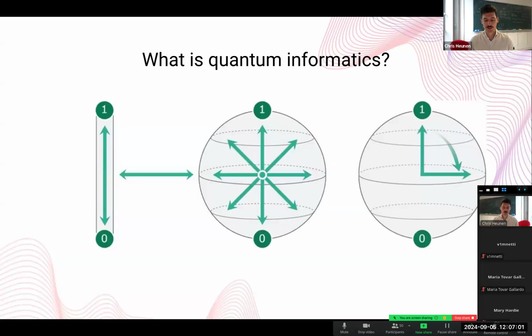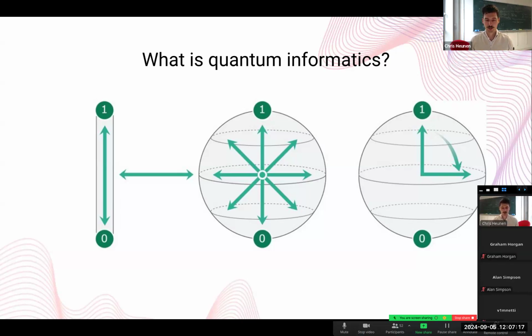So I'm going to tell you a tiny bit about how this quantum information works. A typical classical bit is either 0 or 1 and nothing else, right? It's one of the two and nothing in between. So that's like the picture on the left.